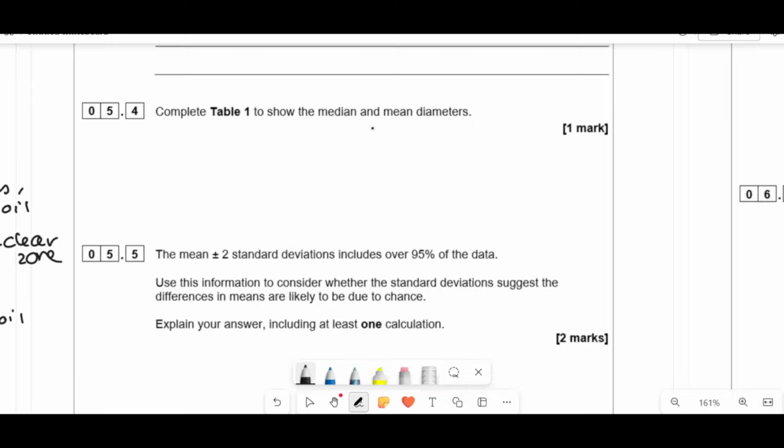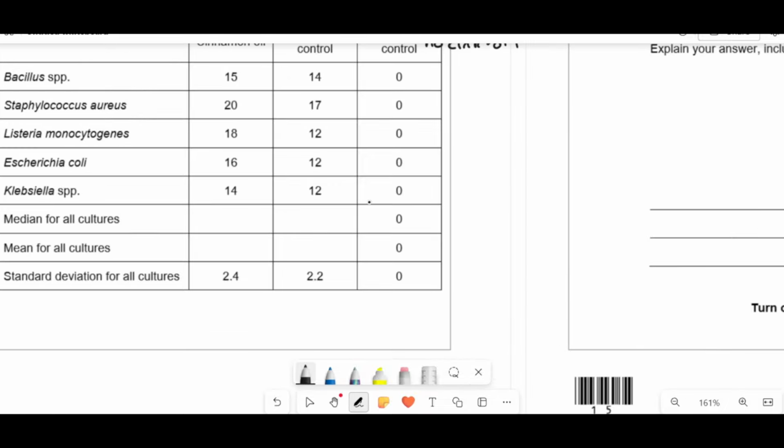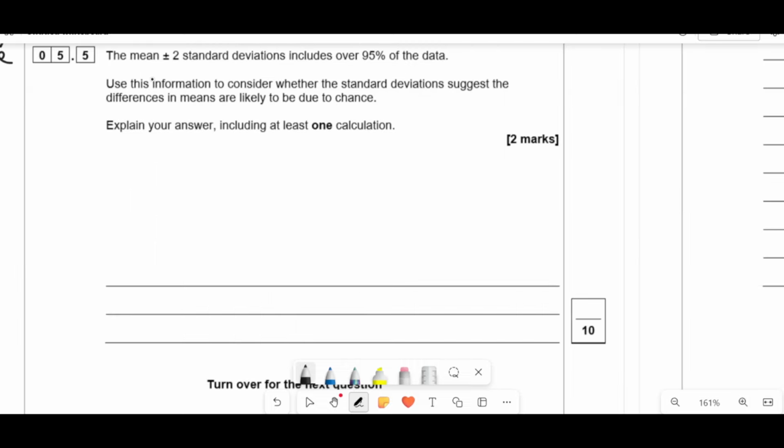Then it says complete table 1 to show the mean and median diameters. So remember that the median is just the middle value. So what you do is you go up in order, from smallest to largest, and you just plonk the middle number in. So here I'm just going to skip ahead and do that. So it's going to be 16 and 12 here. And then the mean is you add them all up and then divide by the number of them, just 17 and 30.